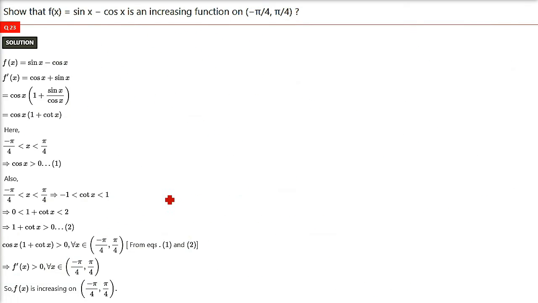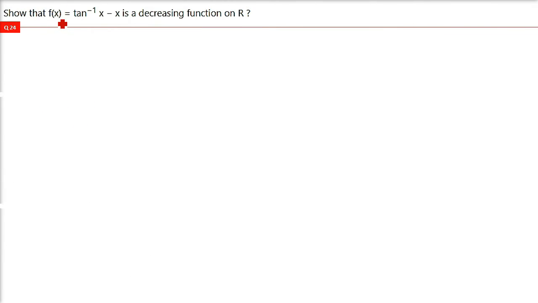Now I got to show you how you are going to go about it, because writing is more important. Whatever you know, you have to put it on the paper. Otherwise, there is no way the examiner would understand that you know all of it. So this question has a slight variation here. People have solved with cortex also, but the logic remains the same. Just go forward with what I have explained you. Show that f x equals to tan inverse x minus x is a decreasing function on R.